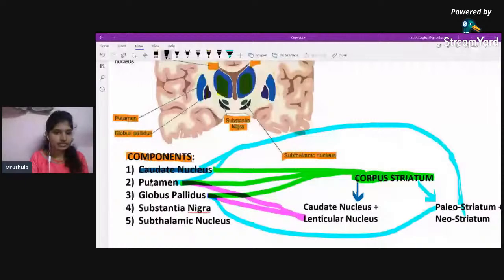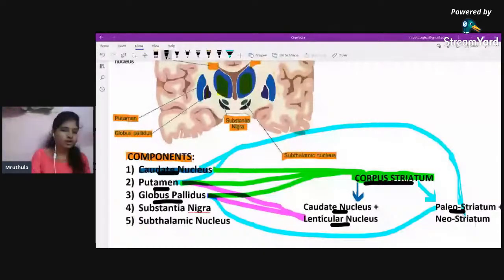Then there is another classification. We can call it corpus striatum plus substantia nigra and subthalamic body of Luys, or subthalamic nucleus. Now corpus striatum can be divided in 3 ways. It can be said to have caudate nucleus, putamen, and globus pallidus, all the 3 together. Or it can be divided into caudate nucleus plus lenticular nucleus. Or into paleostriatum and neostriatum.